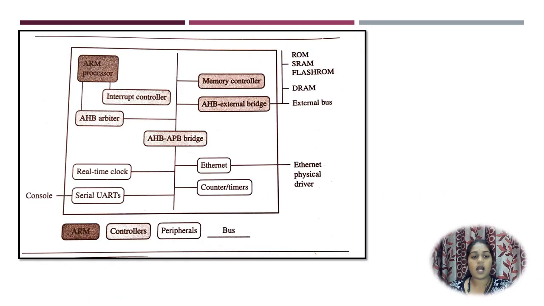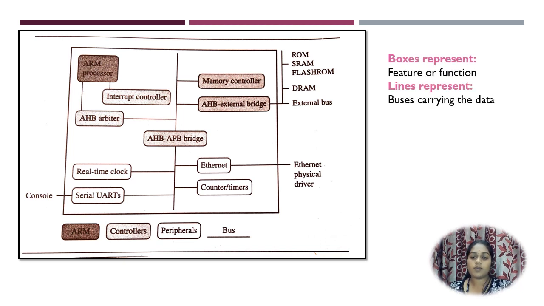Coming to the topic, ARM-based embedded device. We see that many boxes and lines are shown. Let us know what these boxes and lines represent. The boxes represent the feature or function and the lines represent buses carrying the data. The ARM processor is connected to the interrupt controller and AHB arbiter. AHB is the ARM high performance bus. The AHB arbiter is connected to the AHB and APB bridge. Real-time clocks and serial UARTs are also connected to this bridge.